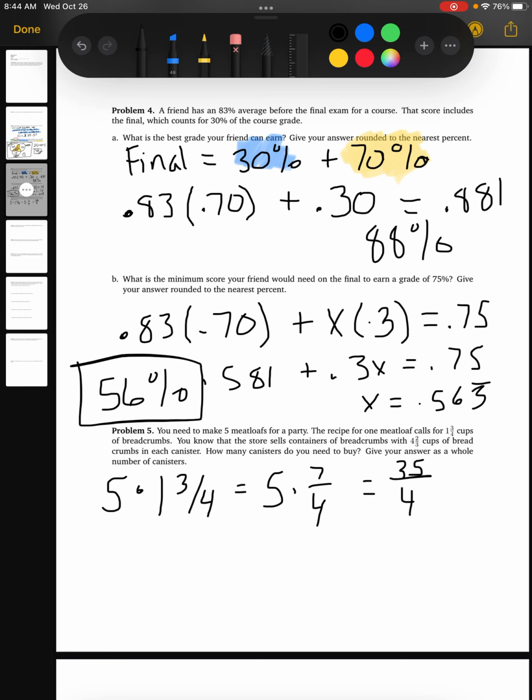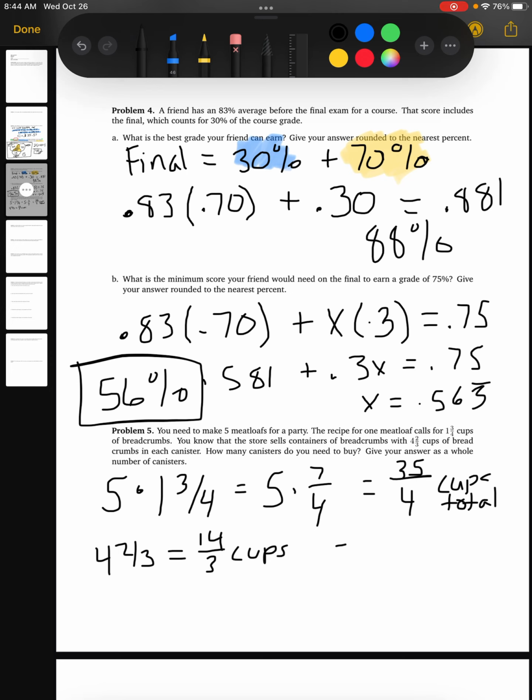That's 35/4 cups total that I need. In each canister, there are 4 2/3 cups. I'm going to convert that to a mixed number. That's 14/3 cups per canister.